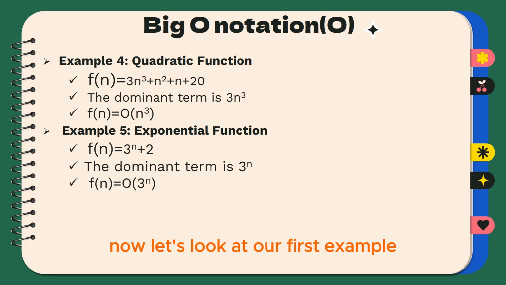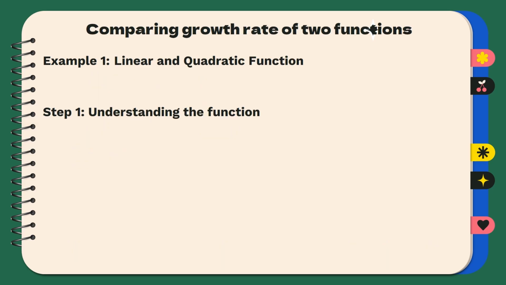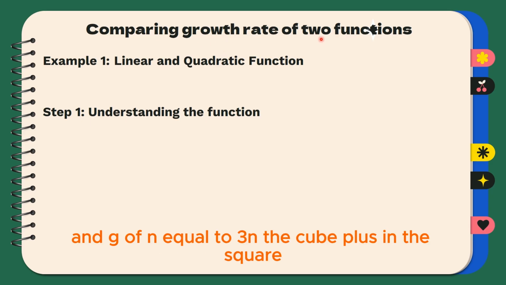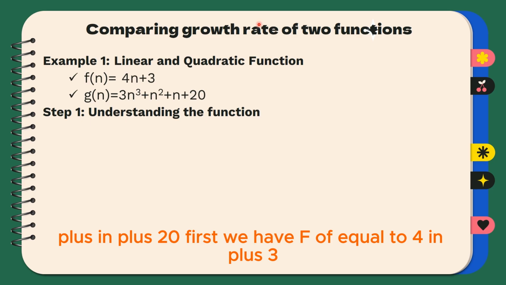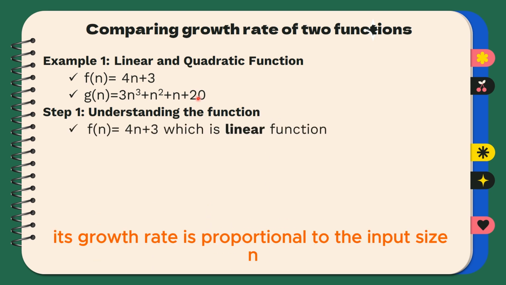Now, let's look at our first example to compare the growth rate of two functions. f of n equal to 4n plus 3 and g of n equal to 3n cubed plus n squared plus n plus 20. First, we have f of n equal to 4n plus 3, which is a linear function. This means its growth rate is proportional to the input size n.